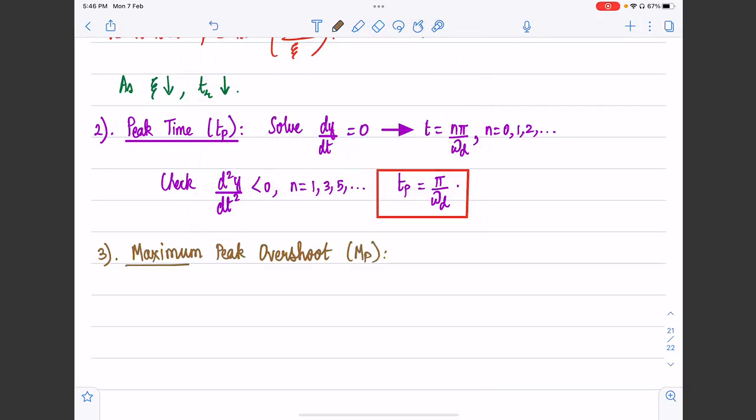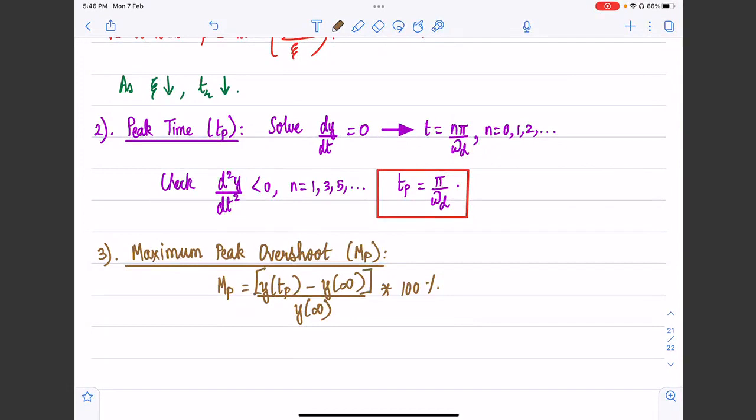So what is this maximum peak overshoot? By definition, Mp is y at tp minus y as t tends to infinity, divided by y at infinity, multiplied by 100. Okay, so that is maximum peak overshoot. All right. This also I leave as an exercise. You substitute for tp in the expression for y, find y at tp, and then you simplify this expression.